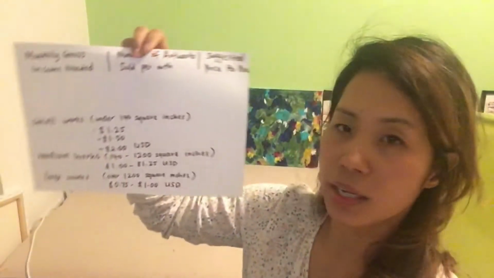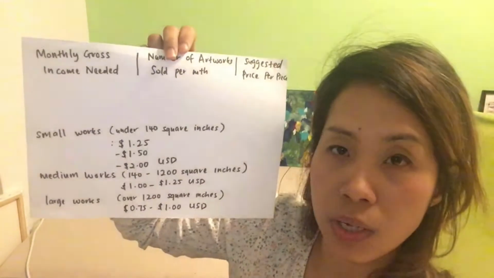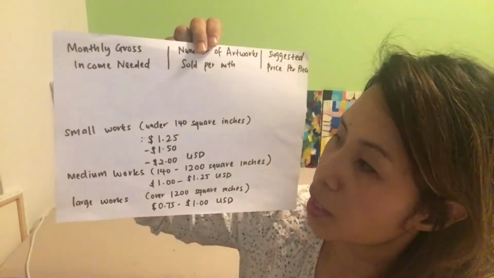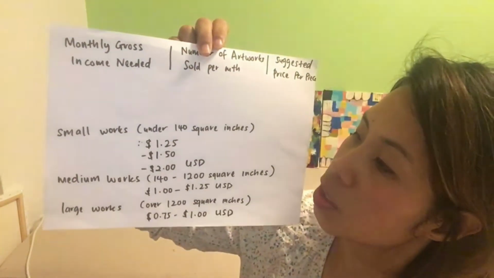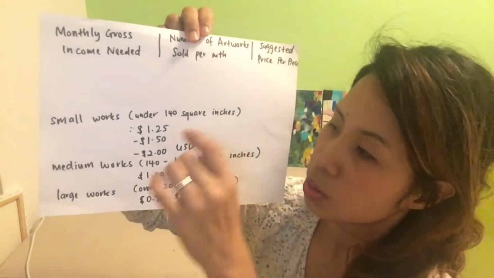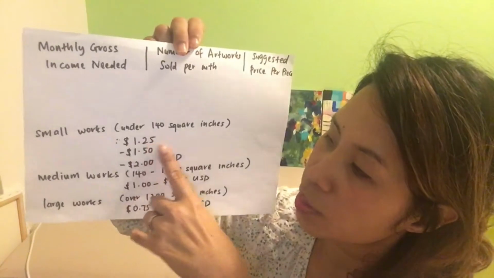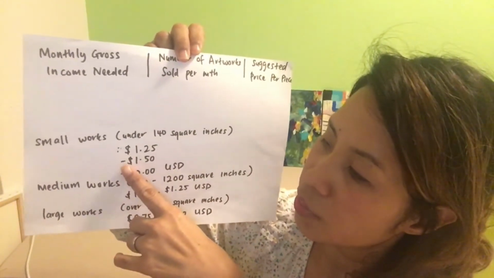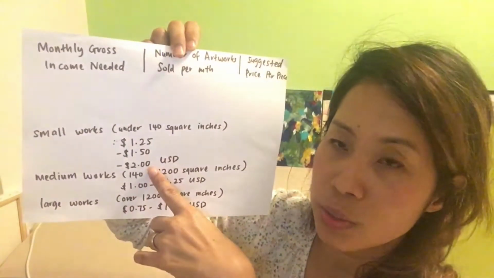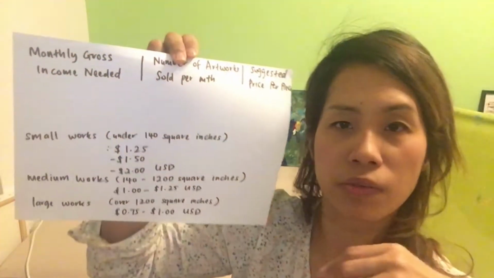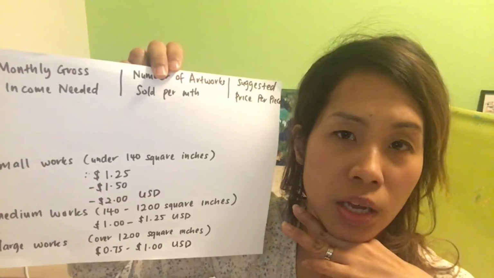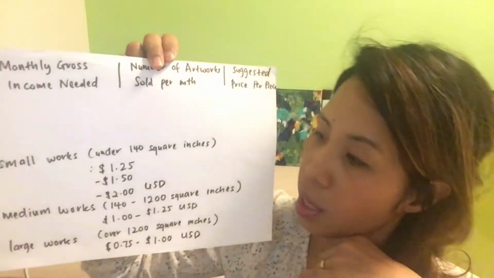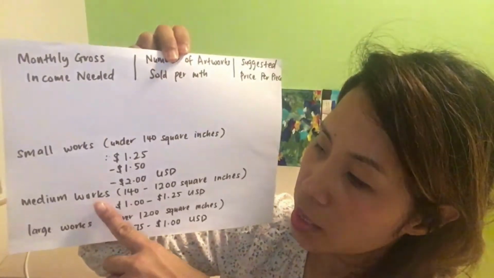Small works, usually, is a painting that is under 140 square inches. You charge about $1.25, or even up to $2 USD, because even small works take a long time to do. And then medium works.